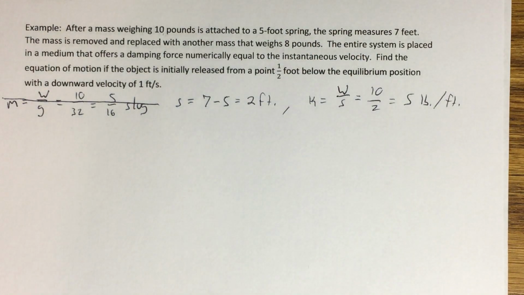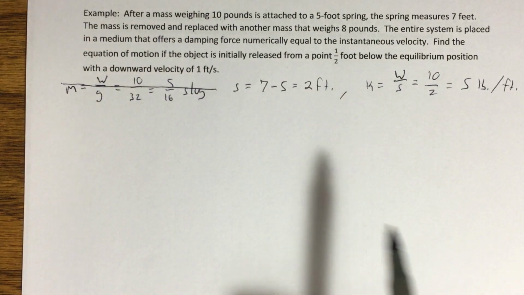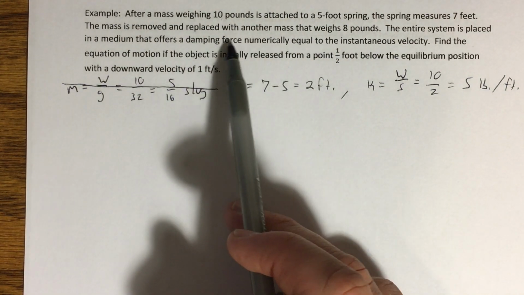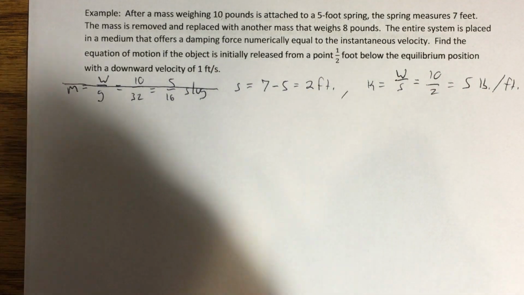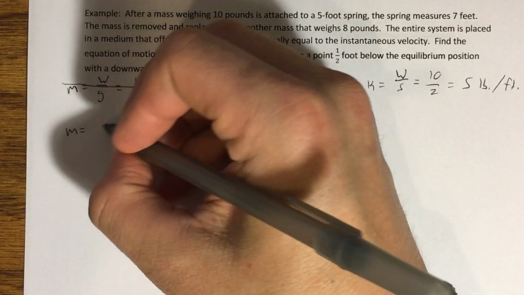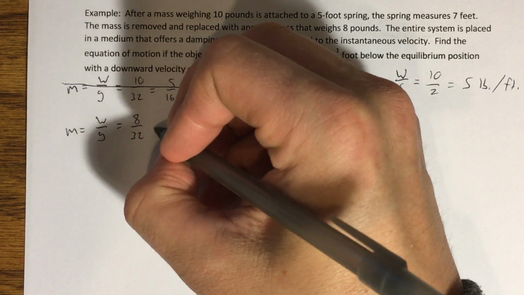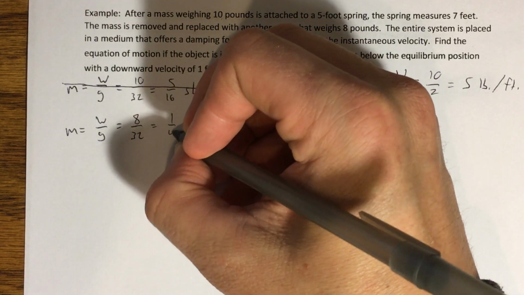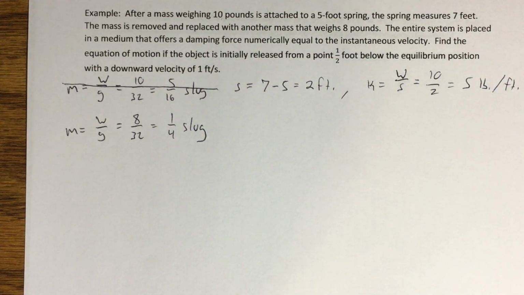So we needed k. And now that we've found k, that first weight has served its purpose. It gets removed, and we put a new mass on the spring, which now weighs 8 pounds. I want that to be converted into mass. So mass equals w over g, which equals 8 over 32 now, which is the same thing as a quarter slug. So now this is starting to look a little bit more like what we want.